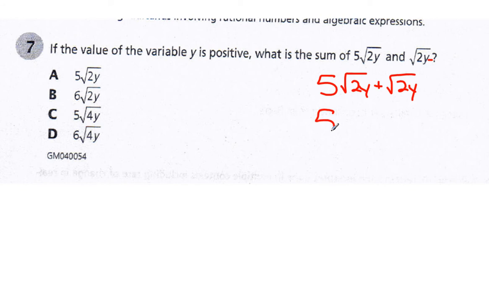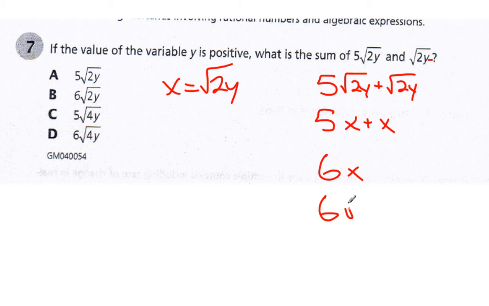If you just think of this as 5x plus x, and we just say x equals the square root of 2y, this just works out to 6x. And then if we put x back to what it is, we get 6 times the square root of 2y. See, not so bad. There's your answer.